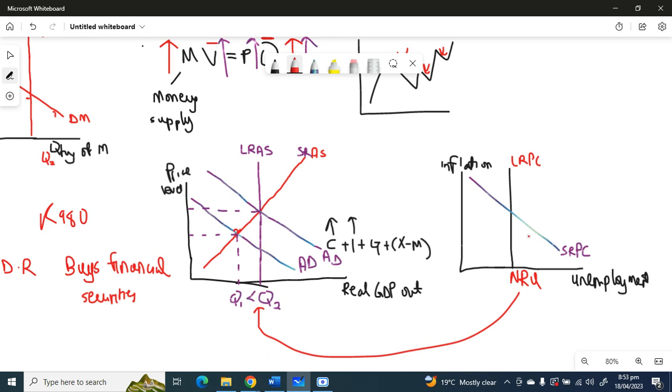So a recessionary gap, how it is shown in the Phillips curve, we just traverse this dot to somewhere here. Under a recessionary gap, the inflation rate is low, right? And unemployment is high, right?